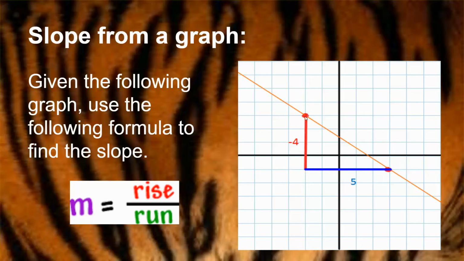So my rise is -4 because I went down. And then I go to the right, and it's 5. So it's -4 over 5. That's my slope.